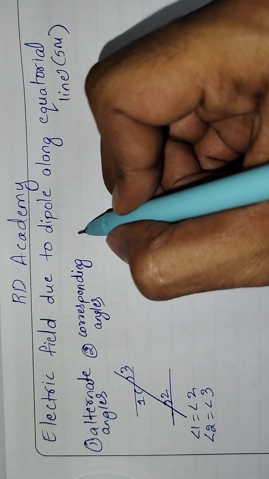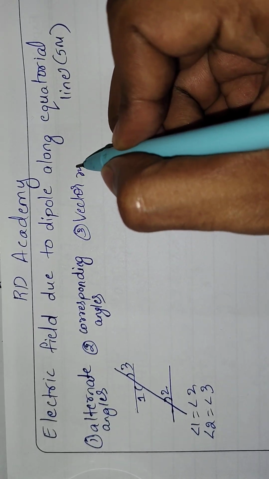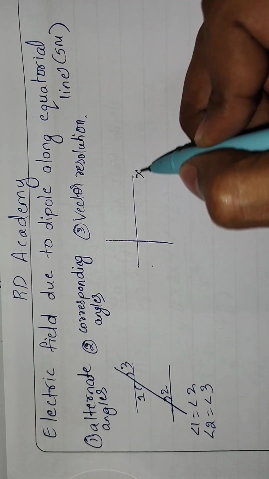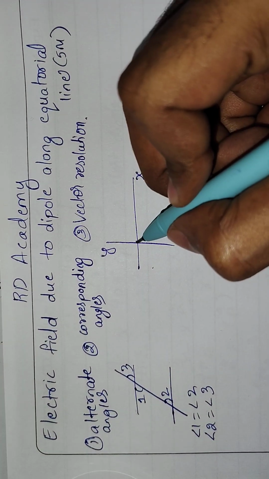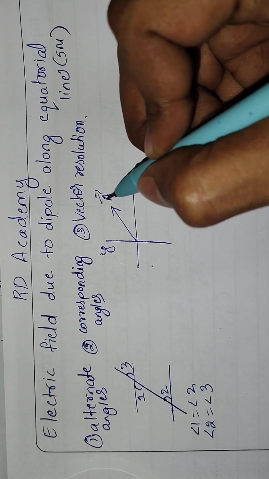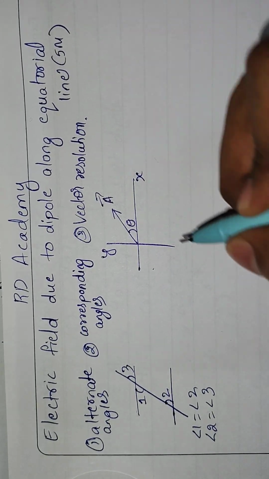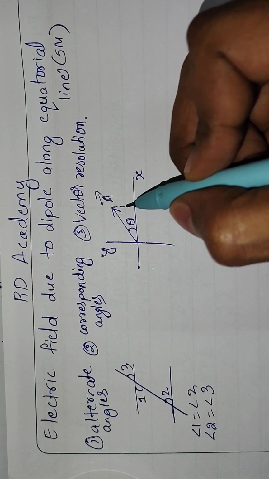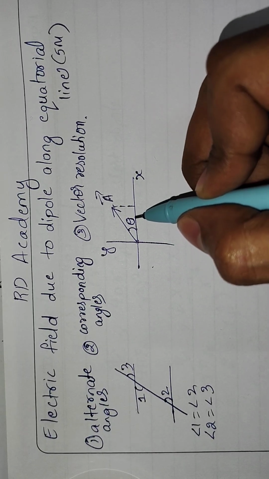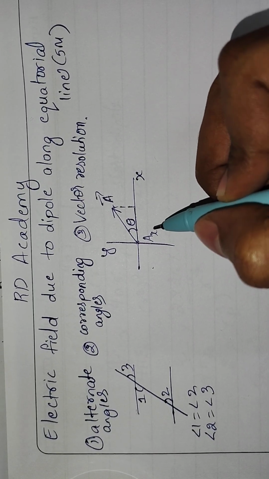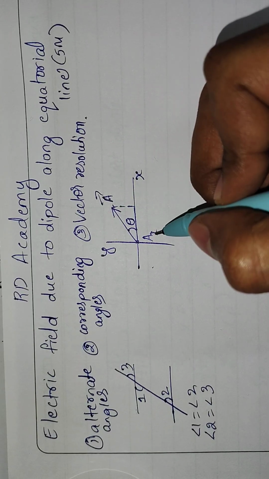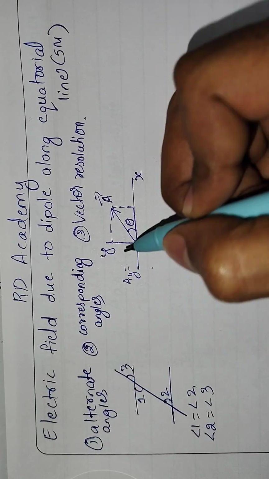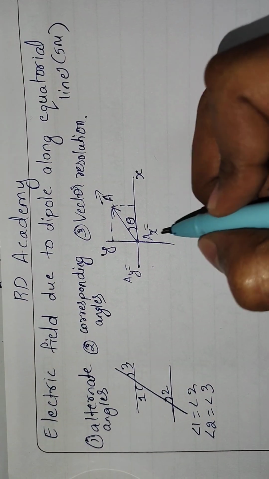Next, we need to know what vector resolution is. Assume you have an xy plane. In this xy plane you have a vector A like this, making an angle theta with the positive x-axis. Vector resolution tells you that the component of vector A along the x direction, we will call it Ax, and the component of vector A along the y direction, we will call it Ay. Now how will you find Ay?